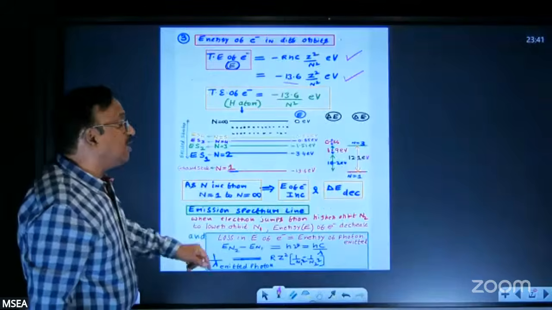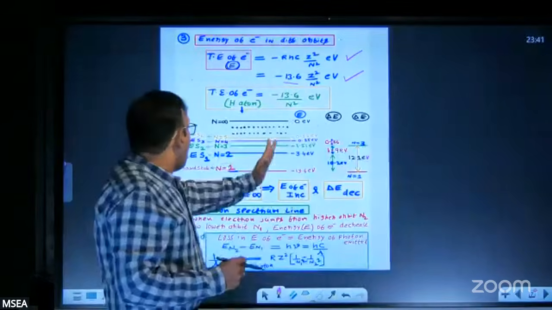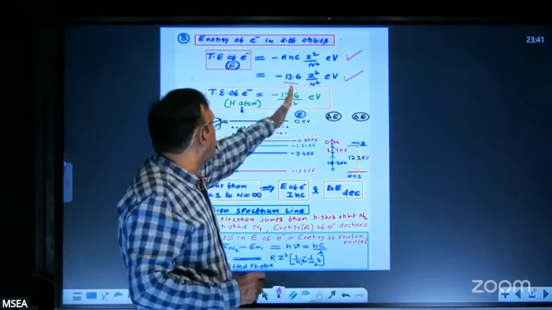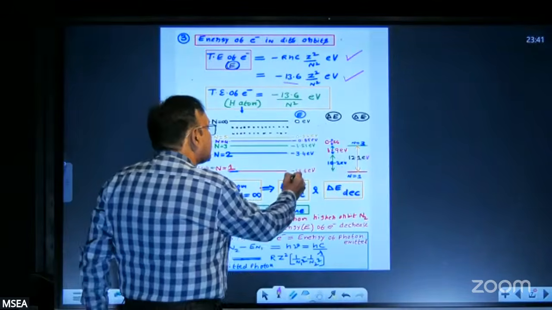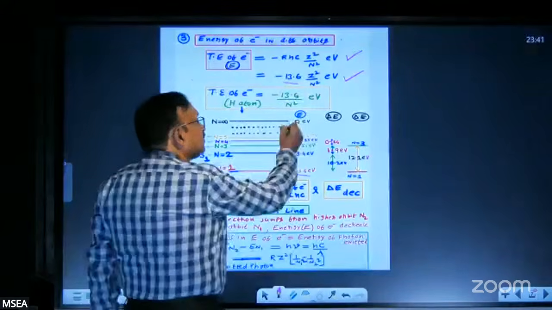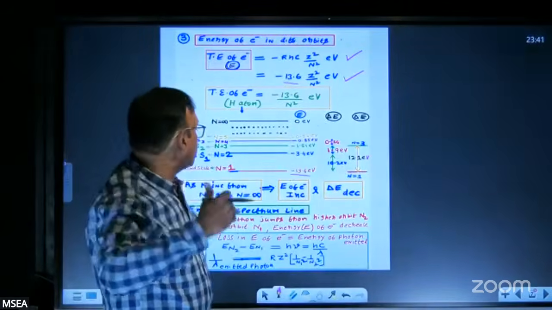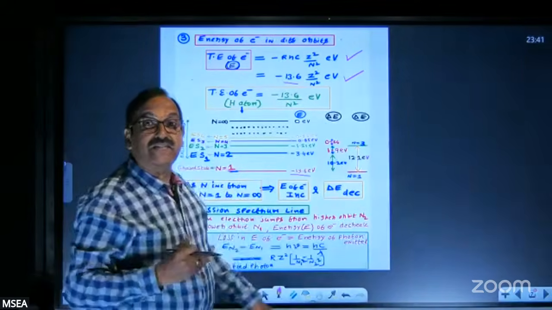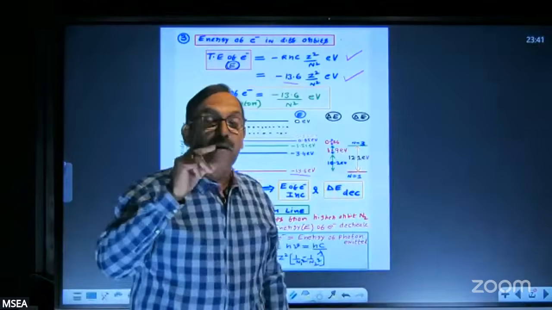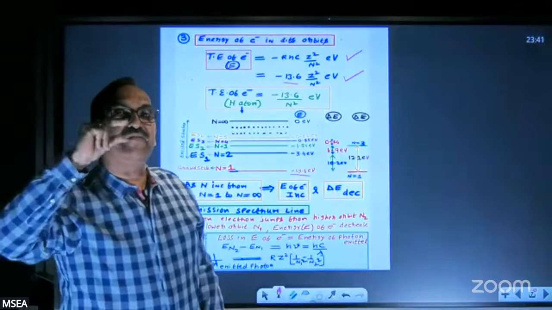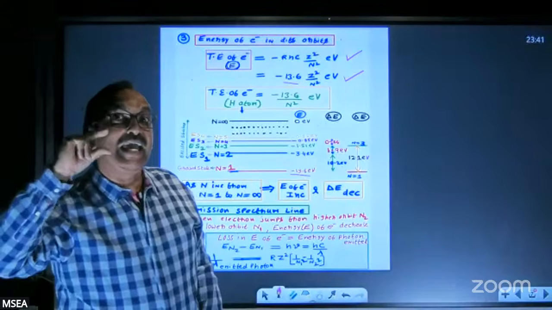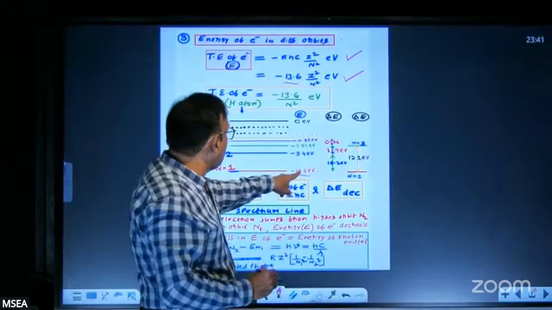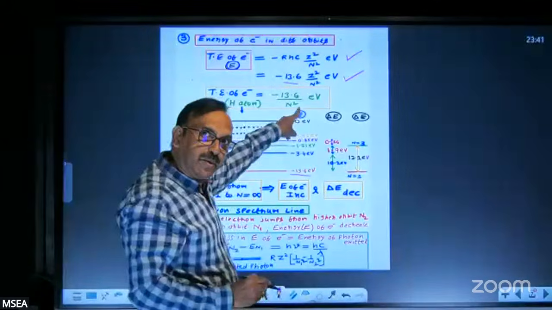Okay, now one small point is that as you are going from orbit number 1 up to infinite orbit, you can see that the energy is going from minus 13.6 to 0. Minus 13.6 eV to 0 means as n increases, energy of electron increases. Energy of electron increases, but what will happen to the energy difference between the successive orbits? So energy of electron is increasing from minus 13.6 eV to 0.